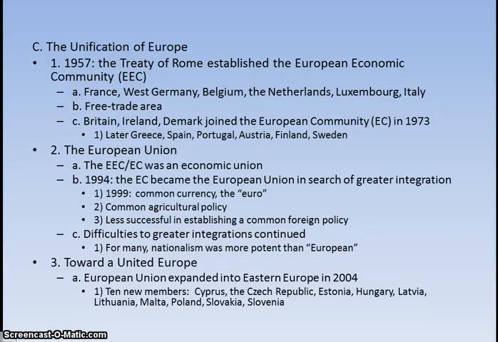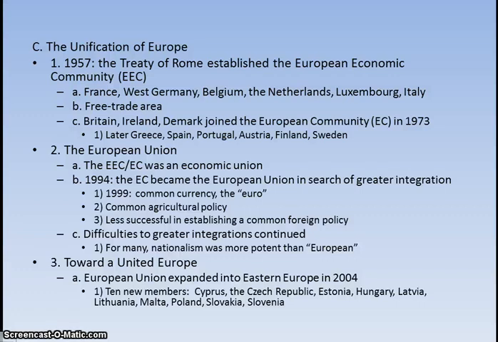So the unification of Europe is going to start. This is the predecessor to the European Union. In 1957, you see the Treaty of Rome signed. The Treaty of Rome was done because after World War II, European nations saw a need for unity, some sort of conformity within the continent. The Treaty of Rome is going to establish the European Economic Community, the EEC. France, West Germany, Belgium, Netherlands, Luxembourg, and Italy are all going to have elimination of trade barriers. So no more tariffs, so free trade areas.